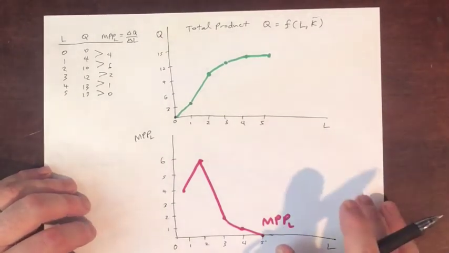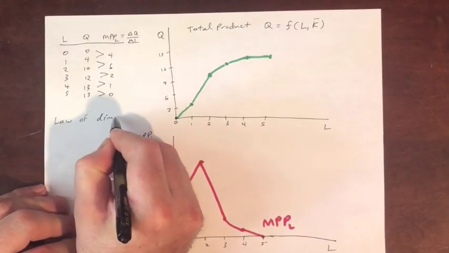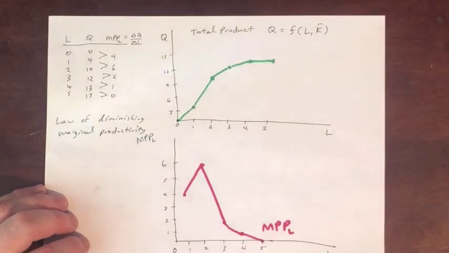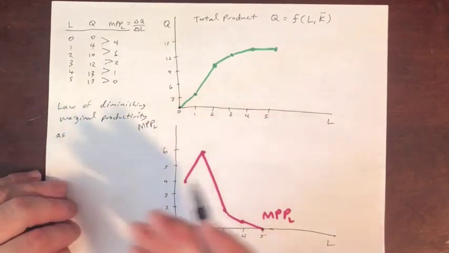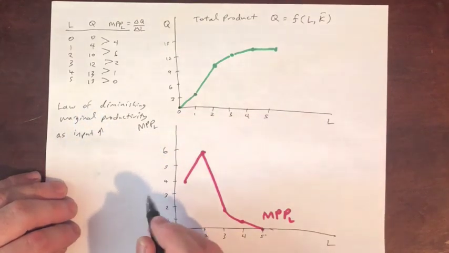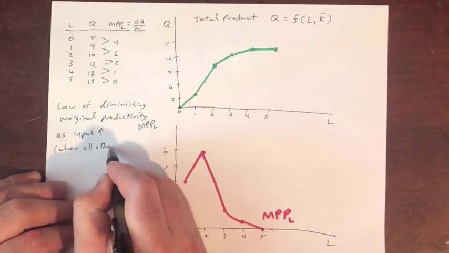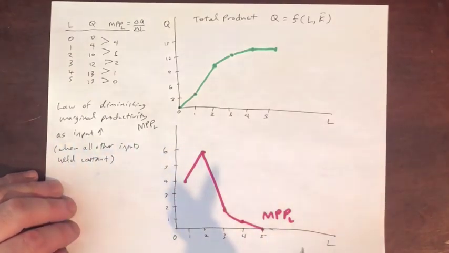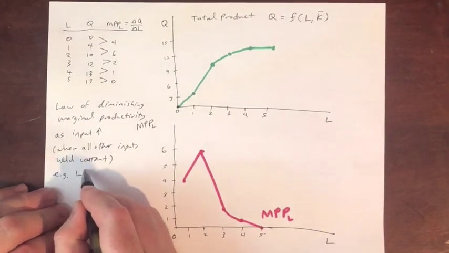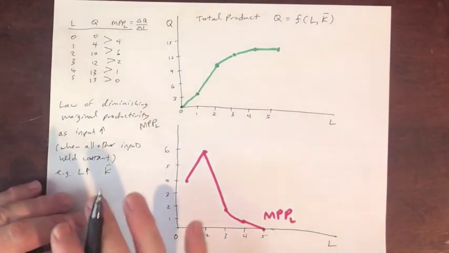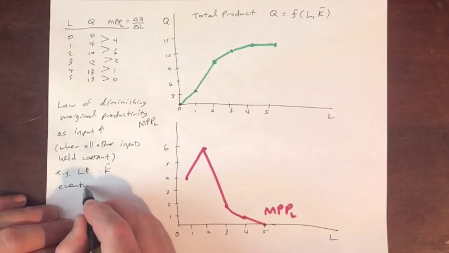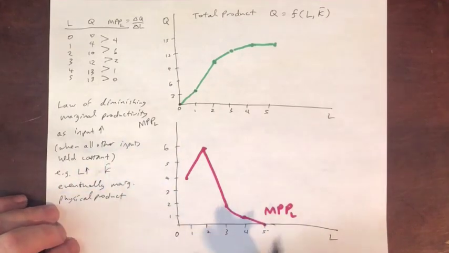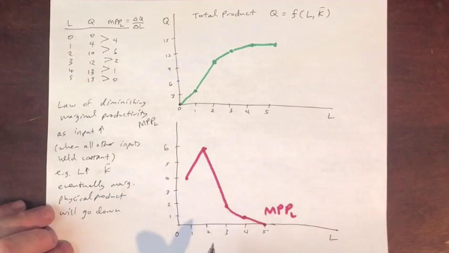What this reflects is a general idea in microeconomics called the law of diminishing marginal productivity. What this means is, as you increase any input, when all other inputs are held constant, like in our example where we increase labor holding capital constant, then with any input, what will eventually happen is the marginal physical product of that input will go down. It will diminish, it will decrease.